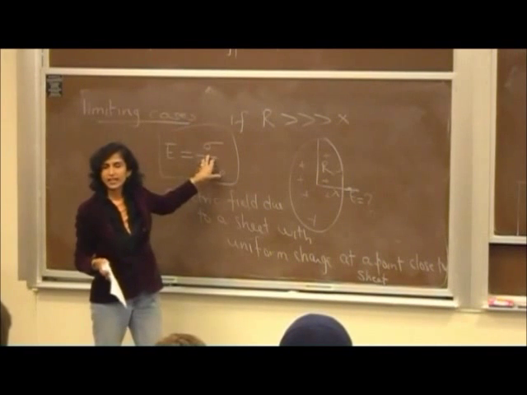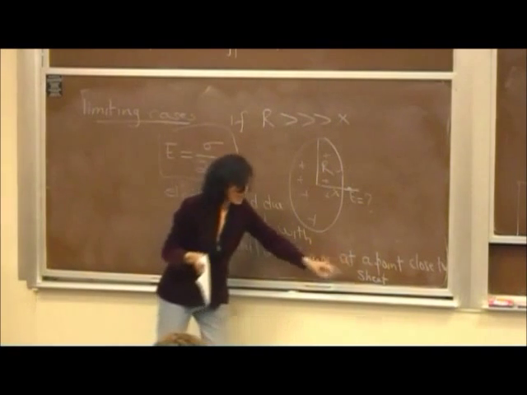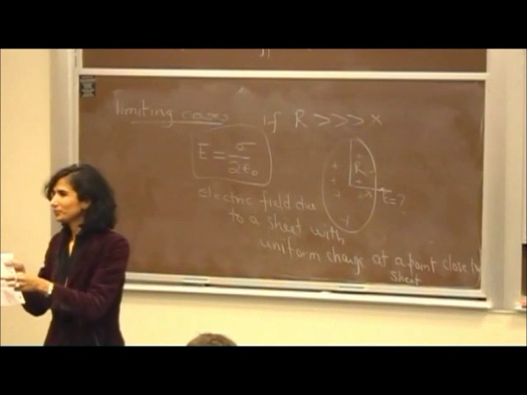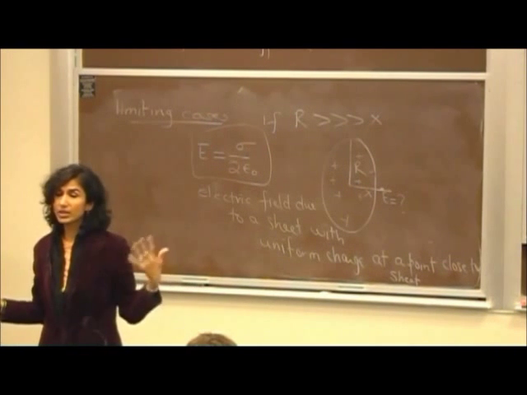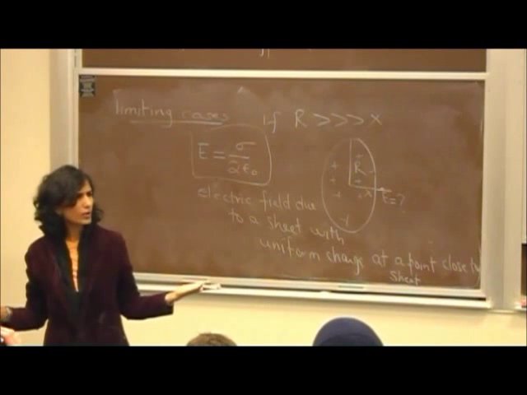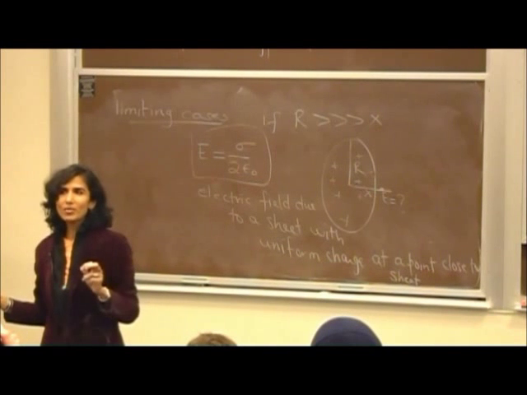Okay, to find the electric field due to a sheet of charge which is very large compared to the distance where you're trying to find the electric field from the sheet. Is this idea clear? Because this should be clear before we can move on. Any questions about this?